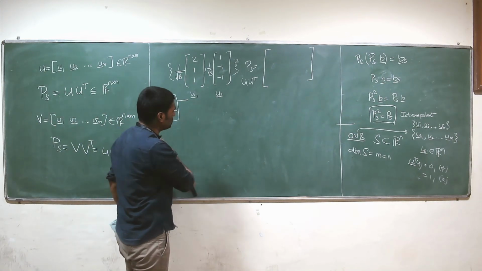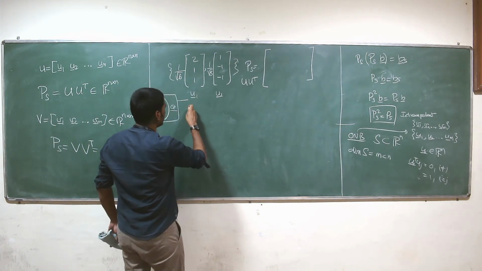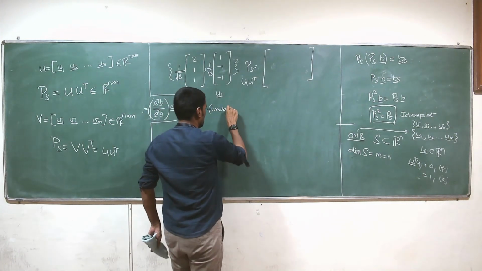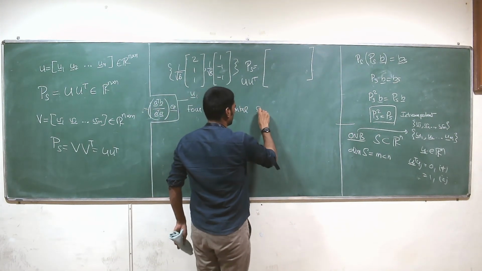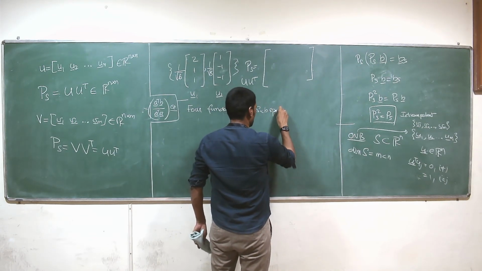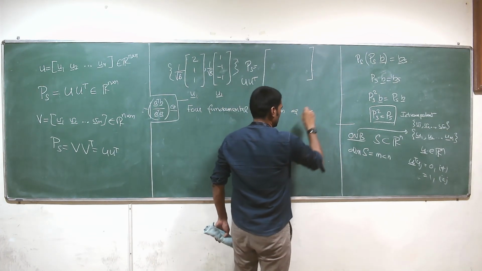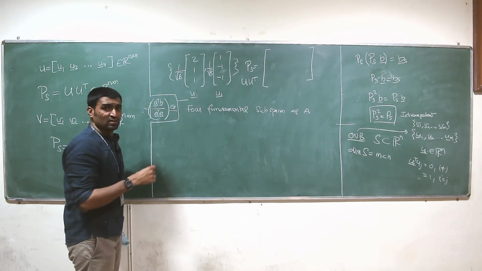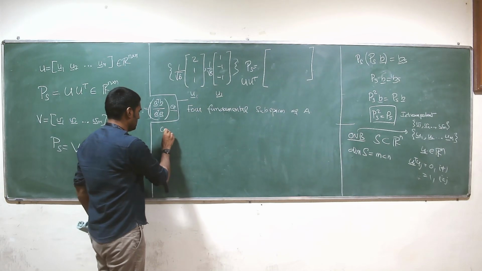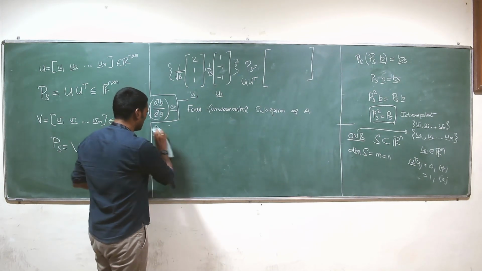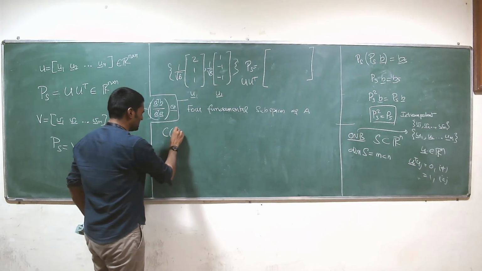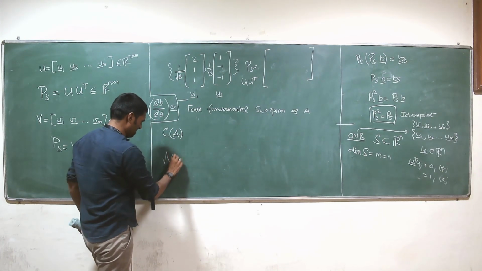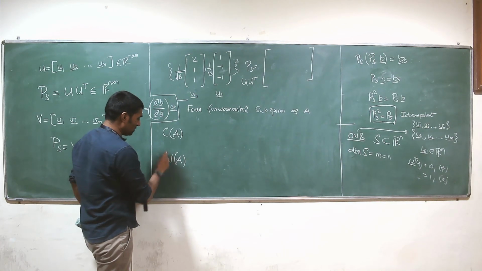Now we'll go back to this idea of the four fundamental subspaces. What are the four fundamental subspaces of a matrix A? I won't write the names, just write the symbols. Column space of A. Okay, what is the row space?